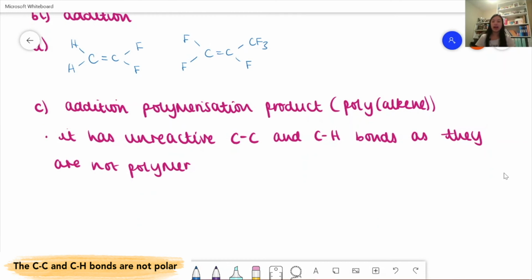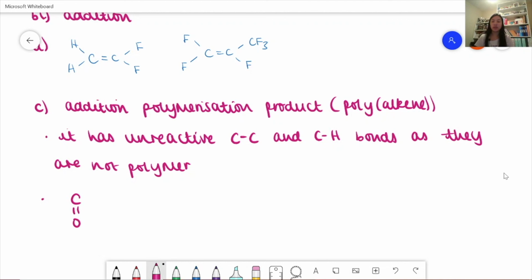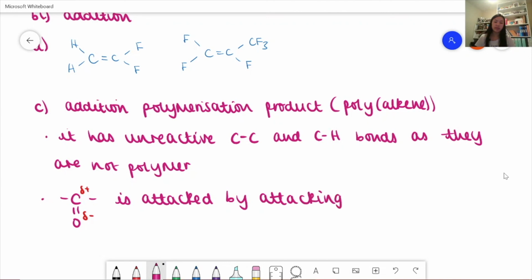Whereas if we look at the condensation polymerization, we always get this C double bond O bond, which is polar because we have a partially positive charge on the carbon and a partially negative charge on the oxygen, because there's such a big electronegativity difference between the carbon and the oxygen. And so this is attacked by some attacking groups, and so can be hydrolyzed.